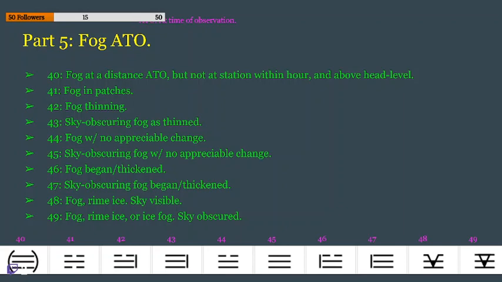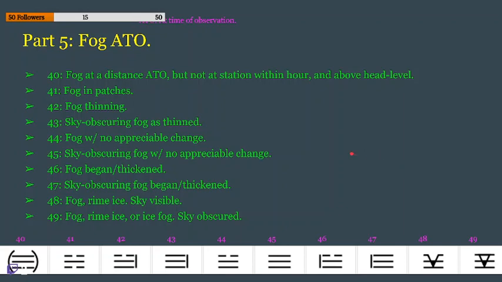45 is the same thing with regular fog, but this time it's sky obscuring because of course. 46, fog has begun or has thickened. 47, sky obscuring fog has begun or thickened. 48 indicates fog or ice fog and the sky is visible. 49 indicates that fog, ice fog, or rime ice is present, but the sky is obscured.